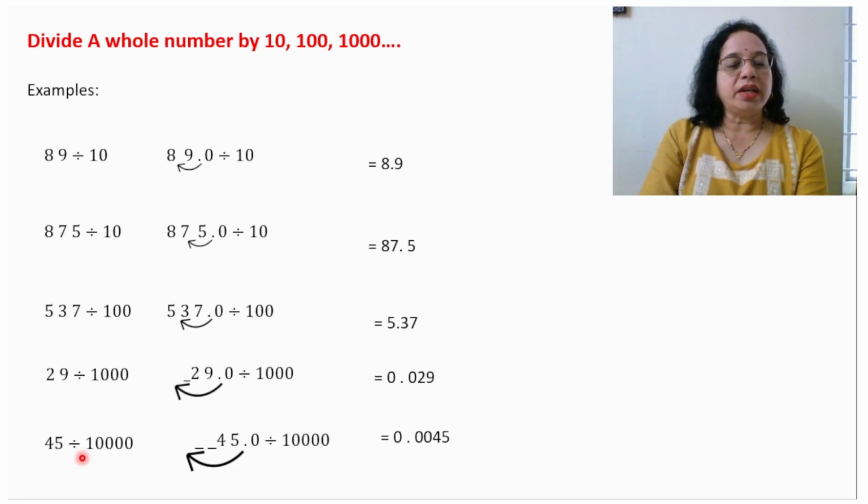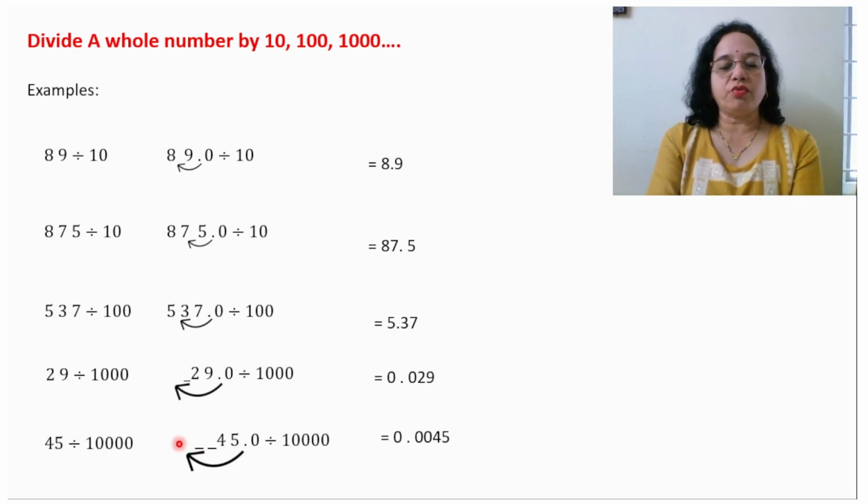45 divided by 10,000. So the number of zeros is 4. So we will shift 4 places to the left hand side. So 1, 2, 3 and 4. 2 places nothing is there. So we will write 0. So your answer will be 0.0045.